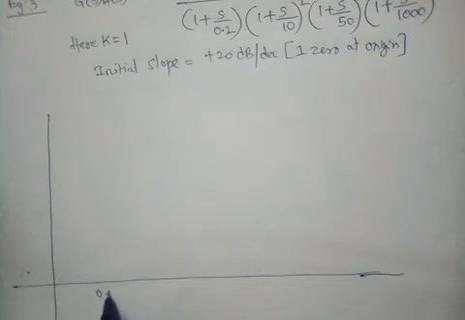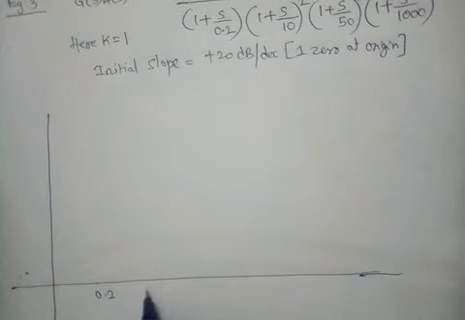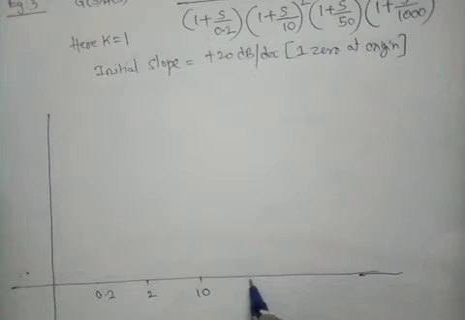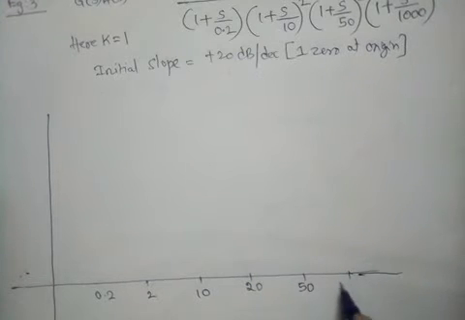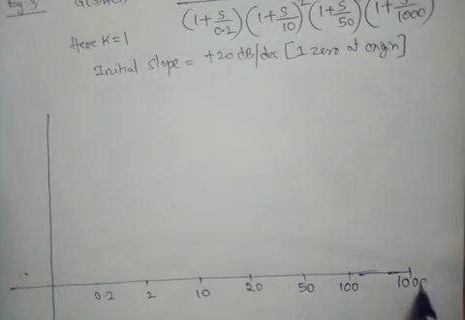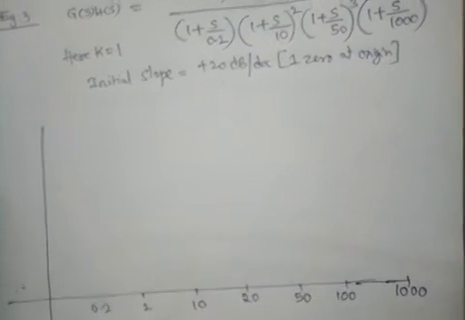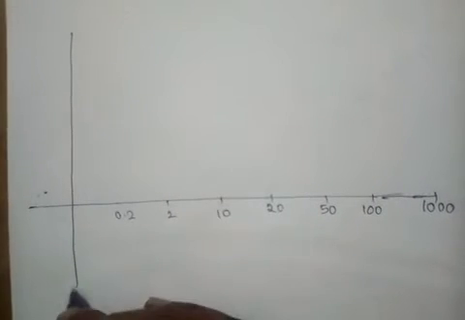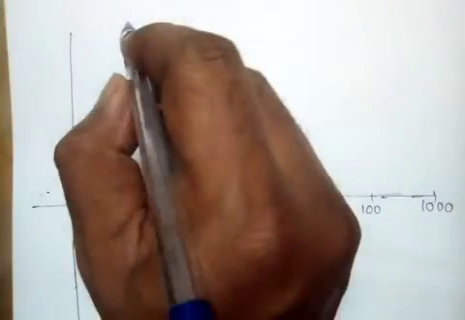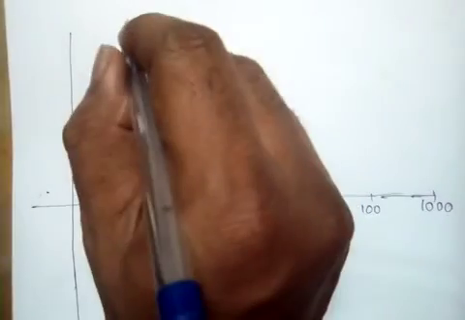Corner frequencies are given as 0.2, 2, 10, 20, 50, 100, 1000. So initial slope is plus 20.